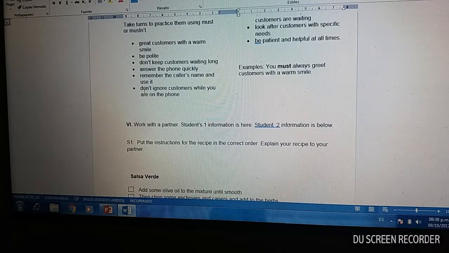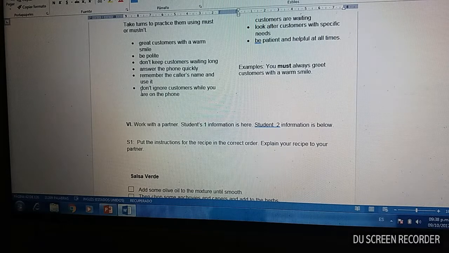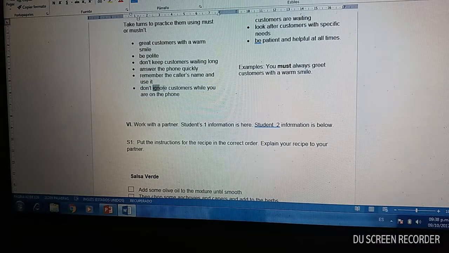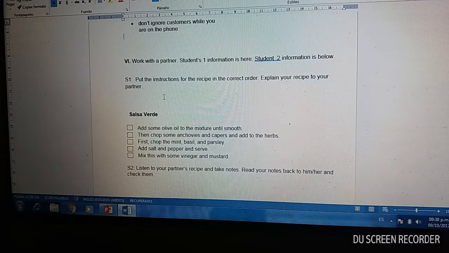Now, if you have an expression that says, don't ignore, you have to use mustn't. But remember, when you use the verb mustn't, you don't use the auxiliary don't. That means that if you say you mustn't don't ignore customers, that would be wrong. All right? The correct form for this sentence is you mustn't ignore. Okay? Good.